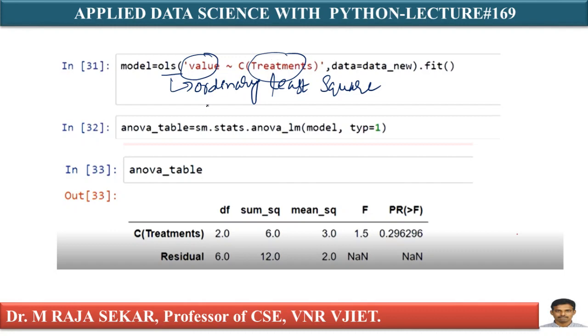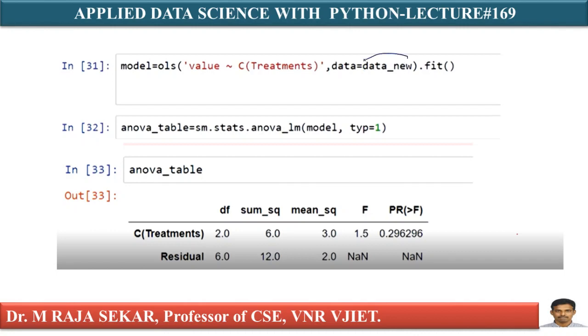I am constructing a model between value and treatments, where treatments means teaching methodologies. What is my data frame? Data underscore new. Fit means I am fitting the model. That fitted model is available in model. Now how can I construct the Anova table?